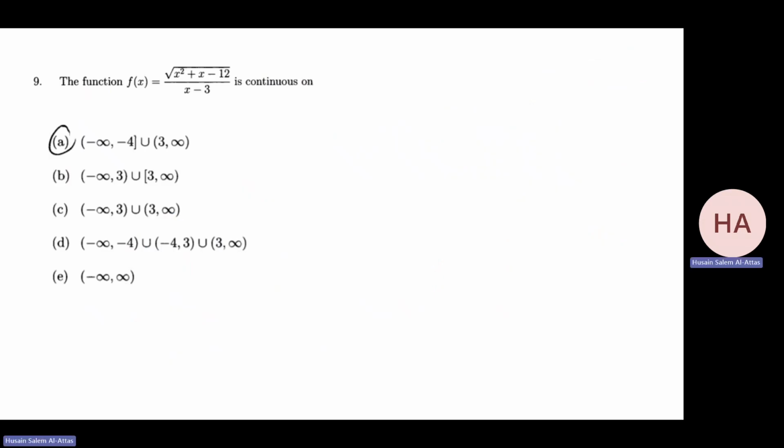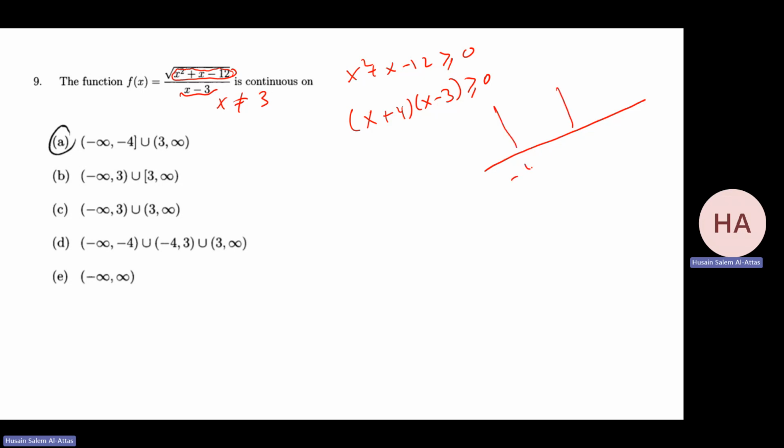When is this function continuous? I need to find the domain. For this, I need this to be positive, and from this, I need x not equal to 3. So this one should be greater than or equal to 0. So we just solve it. That will be x plus 4 times x minus 3 greater than or equal to 0. We'll do the sign diagram. I think we know it. This is -4. This is 3.